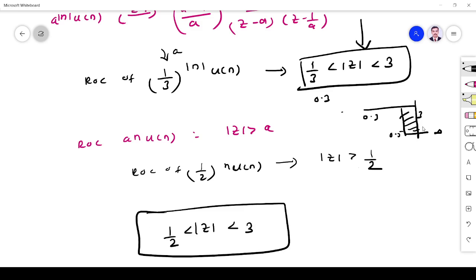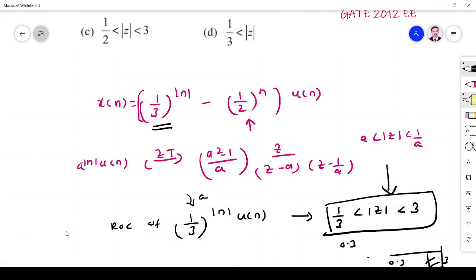Right, it is the simplest way. So the answer is 1 by 2 to 3. Option C is the right answer.